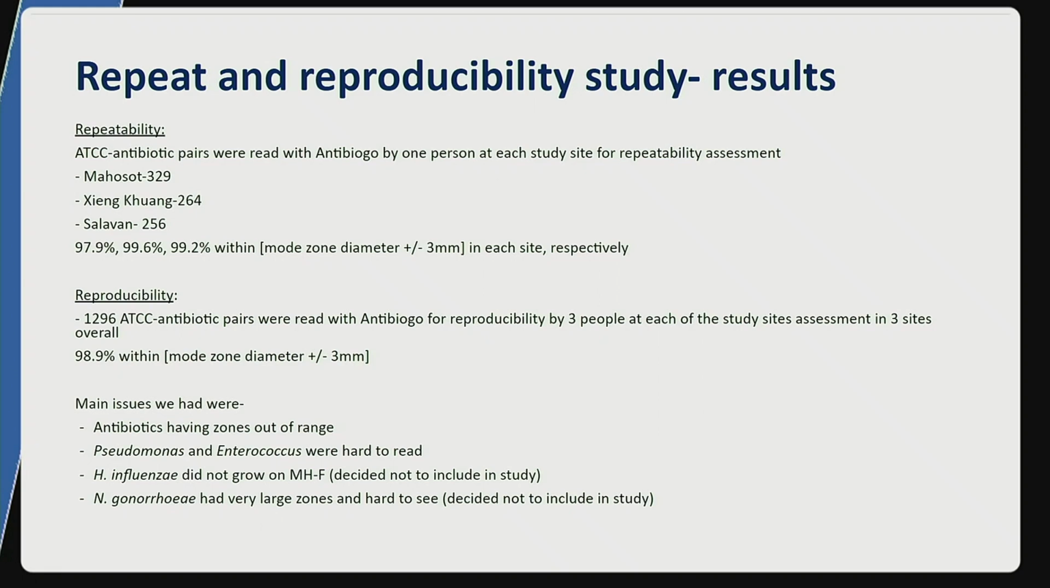So overall, for repeat and reproducibility, there were good results from all the sites, with over 97.9% for the 3 sites for repeatability and 98.9% for reproducibility. There were several issues, which meant staff had to repeat plates several times, including antibiotic zones, which were out of range. Some organisms were difficult to read due to light growth, and we had an issue with Haemophilus not growing on the MHF plates, which we then decided not to include in the study. Next slide, please.